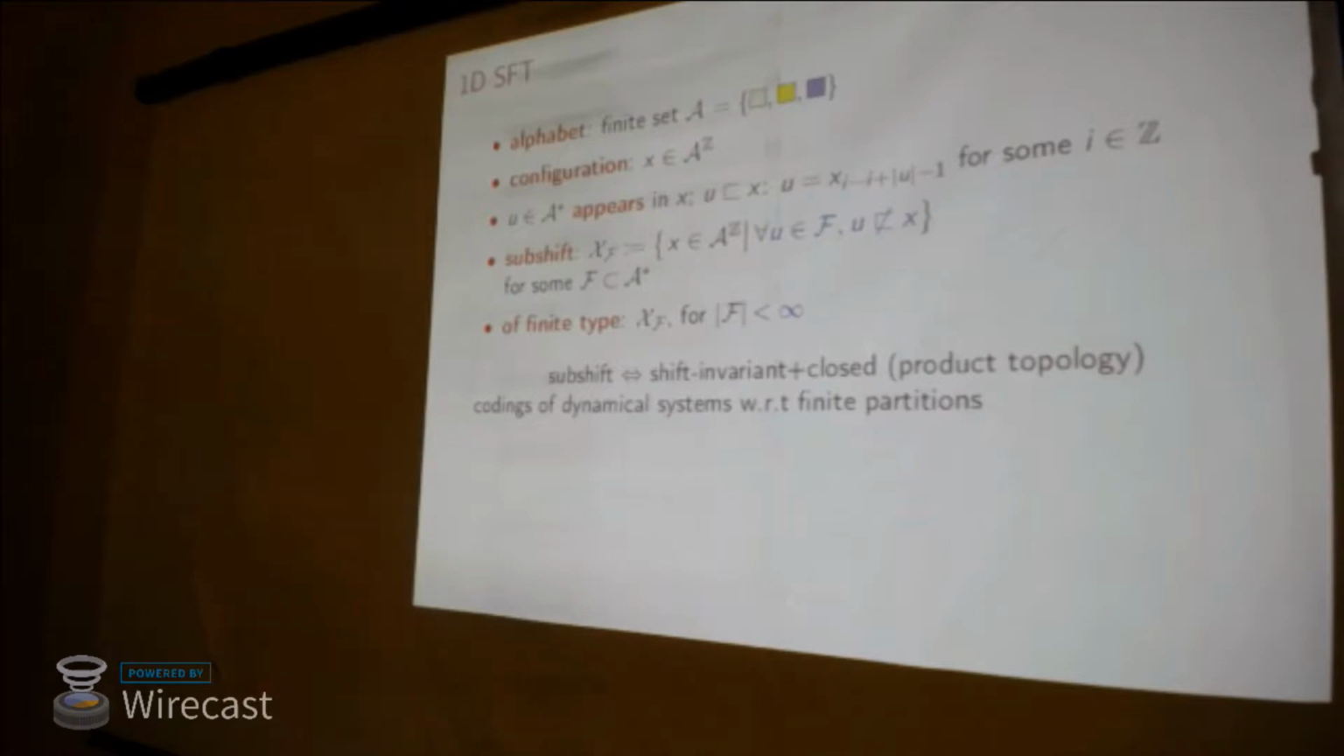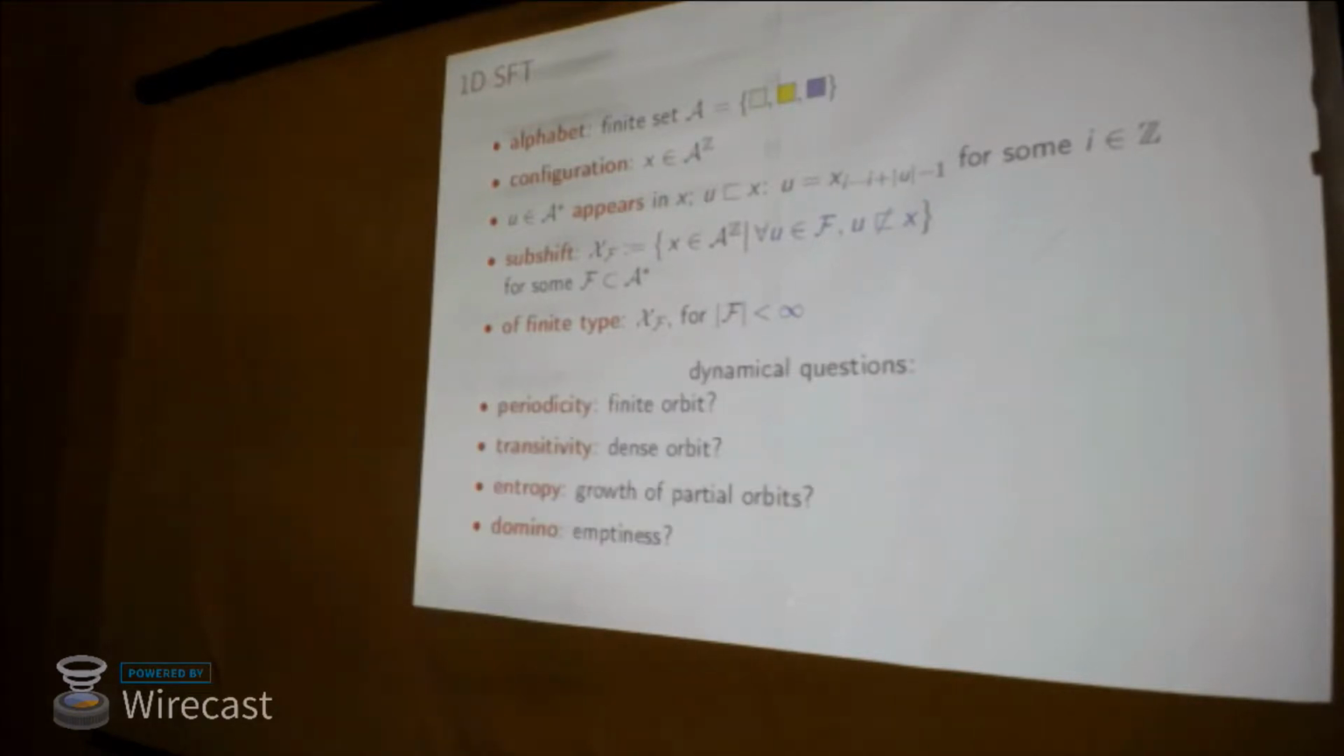So there are many motivations from dynamical system theory. You can ask classical questions like, is there a finite periodic orbit, a dense orbit? What is the entropy? The entropy is a notion that more or less counts how complex the system gets, in terms of the number of orbits up to some precision, to some time. You can even ask whether the system is empty, because it's not obvious at first, given a list of finite patterns, whether you can always find a bi-infinite configuration.